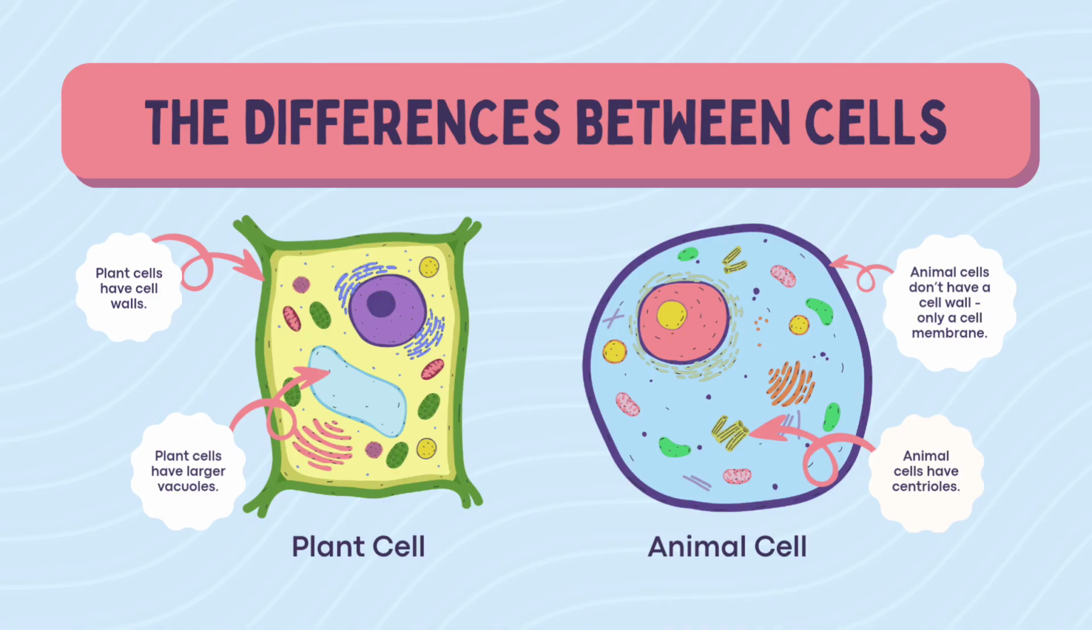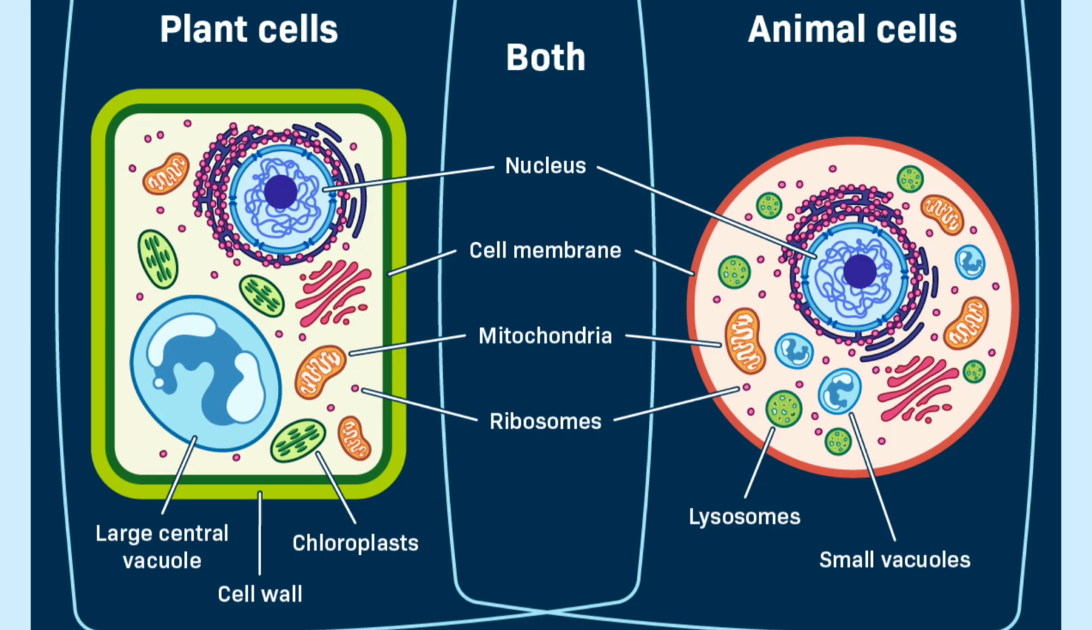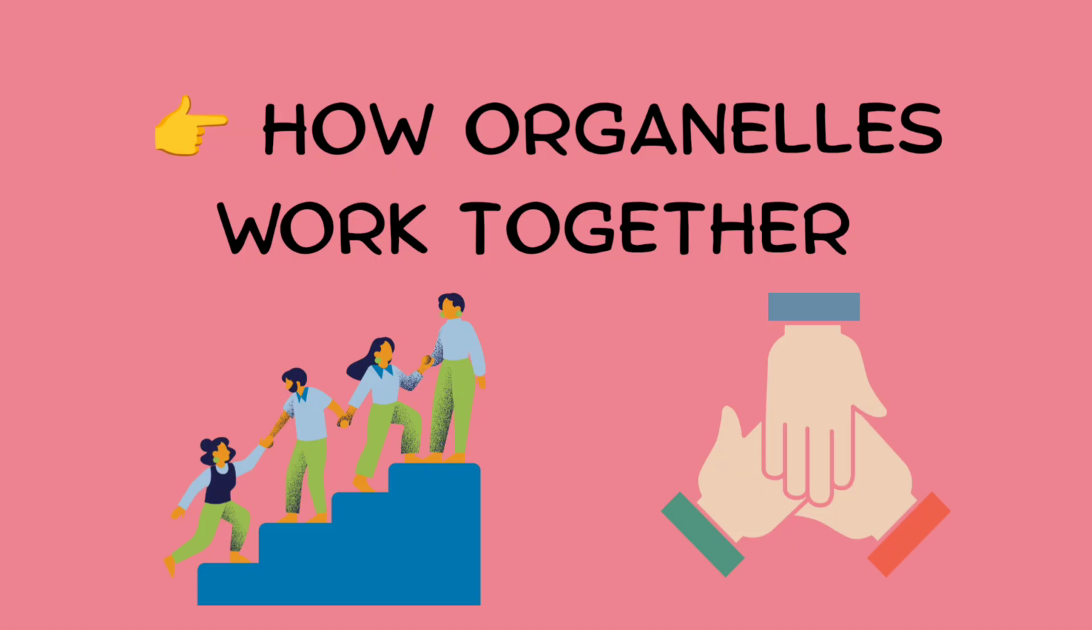Now that we have explored all organelles, let's compare plant and animal cells. Plant cells have a cell wall, chloroplasts, and large vacuoles, while animal cells do not. Animal cells have centrioles and smaller vacuoles instead. Both share common organelles like the nucleus, mitochondria, and cytoplasm.